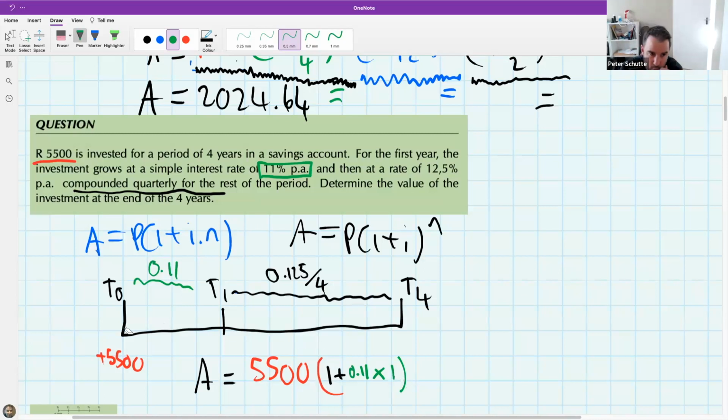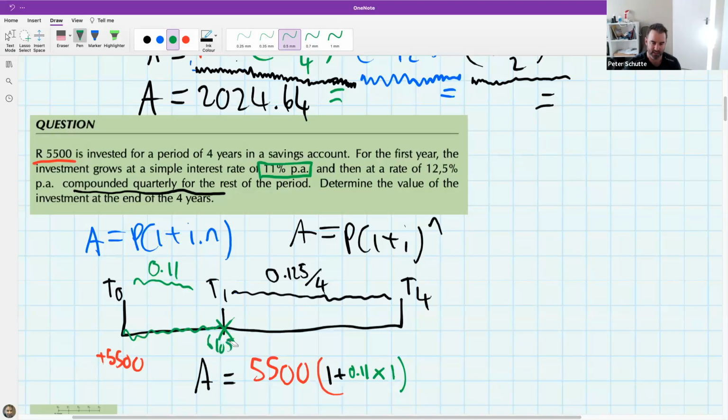Now, we're not done yet, but what we've done is we've grown to here. Tell me what money is sitting in the bank account at the end of year 1. So it's basically, what is 5,500 times 1 plus 0.11 times 1? What's sitting in the bank account at this point? I'll check for myself here. 5,500 times 1 plus. I get 6,105, but the problem is 6,105 is not the final answer.